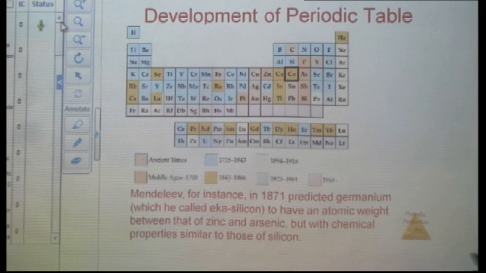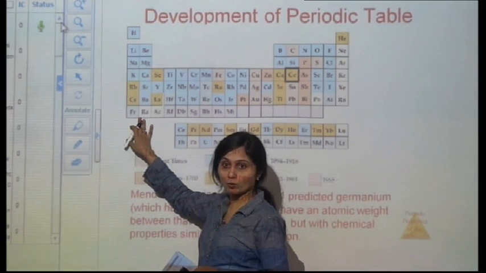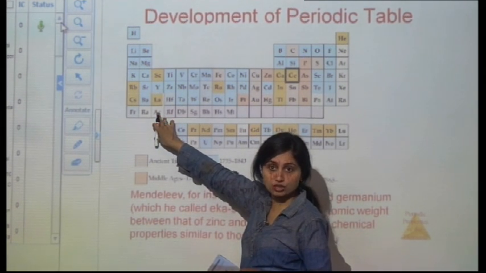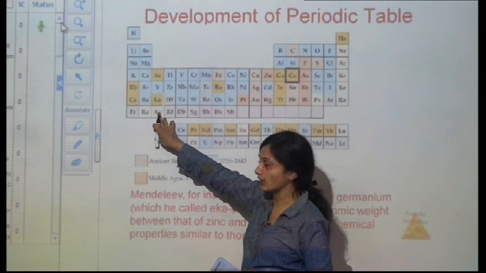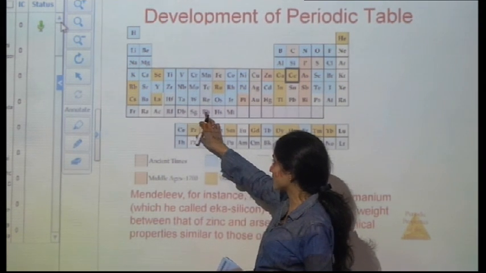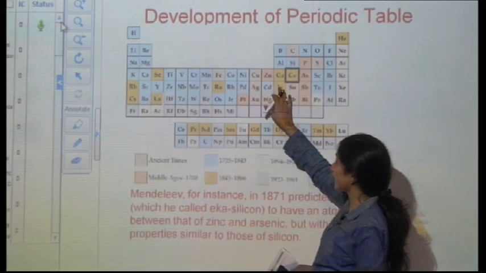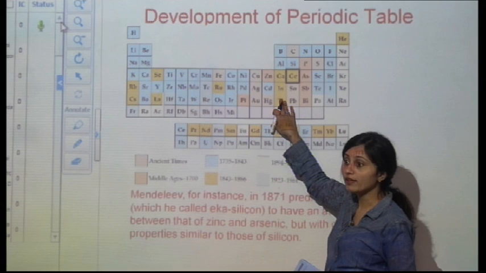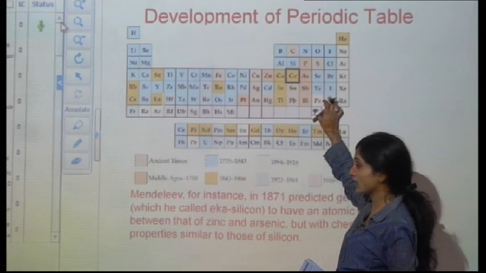See, basically there is one thing. This is your group 1, group 2. 3, say we start with our transition elements, right? Because this is your third group ideally. So this is 3, 4, 5, 6, 7, 8, 9, 10, 11, 12, and then your actual group 3 is your group 13, 14, 15, 16, 17 and 18.